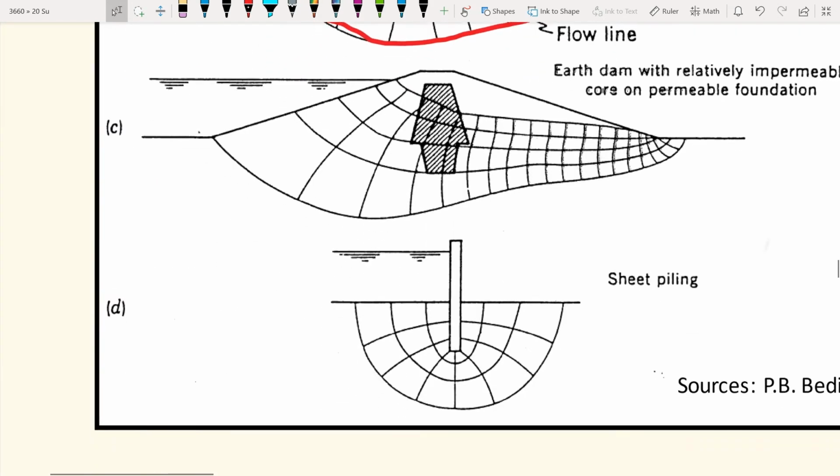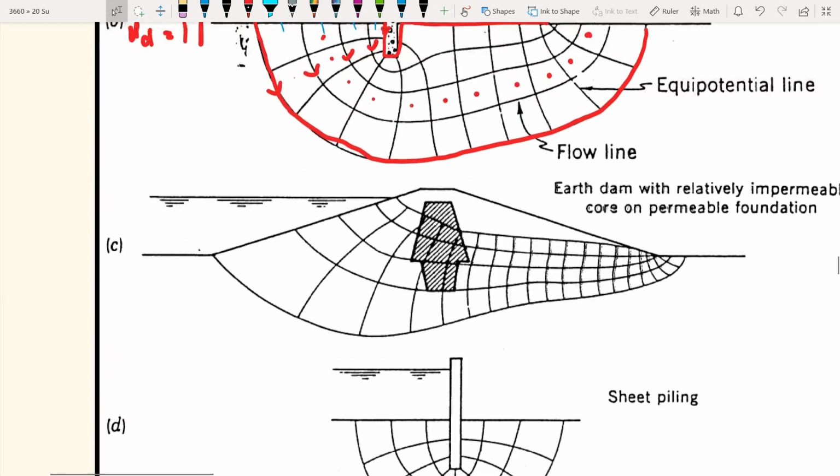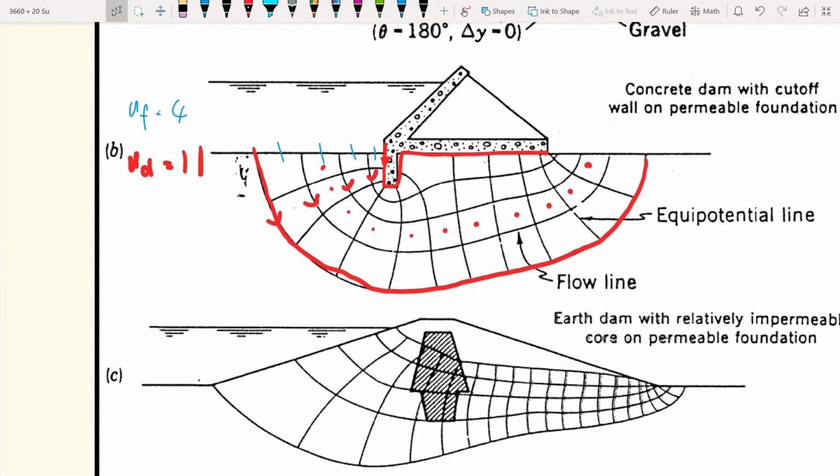So I'll let you try the other two examples. If you have any questions, come talk to me in my office. I'll let you give it a try. First of all, define the no flow boundaries, and then find out the flow lines and also the equipotential lines. After that, you can find out n sub f and n sub d.